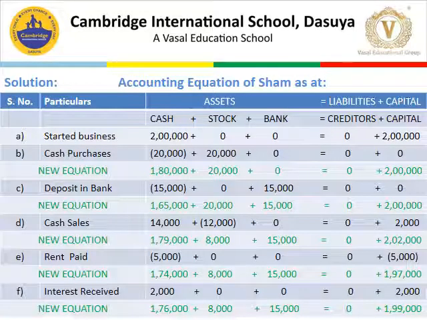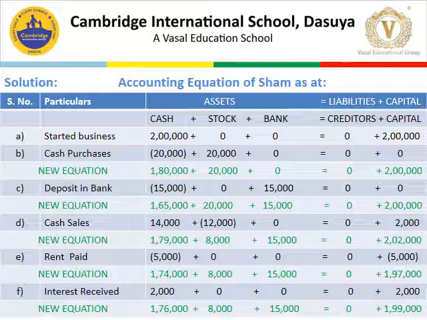The solution of this question: first transaction, started business with cash. It will increase the cash with rupees 2 lakh and capital rupees 2 lakh. Cash purchases will lead to a decrease in cash of 20,000 and an increase in stock of rupees 20,000. No effect on any other item. The new equation would be cash rupees 1,80,000, stock 20,000, bank no effect, creditors no effect, and the capital rupees 2 lakh. Both sides equal at rupees 2 lakh.